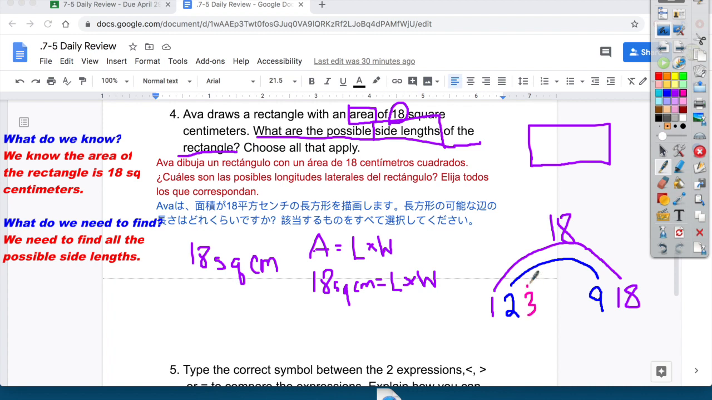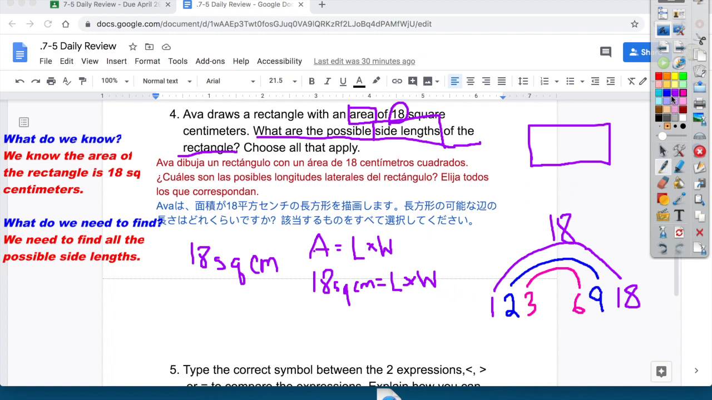What about 3? Very good. 6. And is there anything in between that we can also put there? Can 4 be multiplied by a number to give you 18? No. What about 5? No. So then that means your rainbow is done because there's nothing else that you can put in the middle.